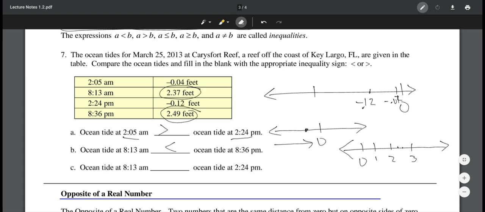Now, it's wanting to know, compare the tide at 8:13 to the tide at 2:24. Well, all positive numbers are always greater than negative numbers. So the tide at 8:13, which is positive, is bigger than the tide at 2:24, which is negative.